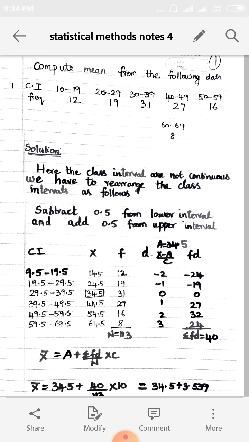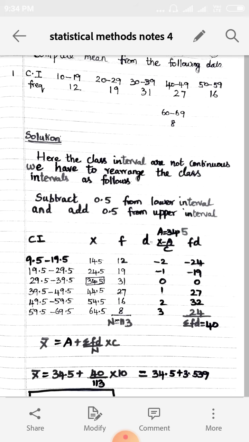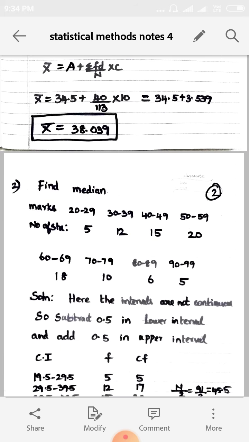The only difference is the given class intervals are not equal. So before solving, first we have to rearrange the given class intervals. How can we rearrange? Subtract 0.5 from the lower interval and add 0.5 to the upper interval. We get the continuous class intervals. Clear girls? Okay.